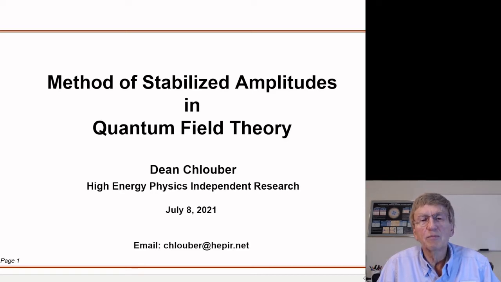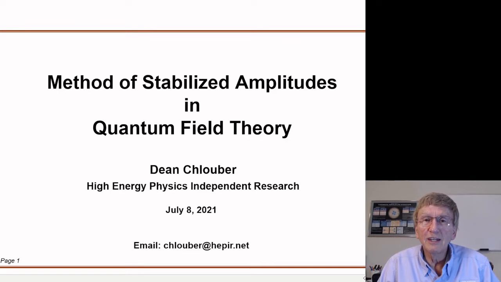Today I'm going to discuss the method of stabilized amplitudes in quantum field theory. In a nutshell, the objective of this research is to enhance our physical understanding of how an elementary charge and radiative processes in QFT modify the vacuum. This will lead to a very simple formula for computing finite scattering amplitudes. And in the process, I believe we'll gain insight into why QFT predictions agree so well with experiment.